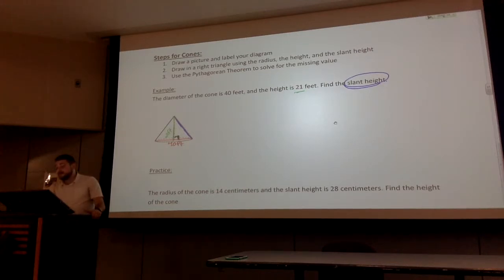So first we need to find the length of the radius. Remember that the radius is half of the diameter. So R is going to equal D over 2. And D equals 40 feet. So all we're going to do is substitute in 40 for D and do 40 divided by 2, which equals 20. So our radius is going to be 20 feet.